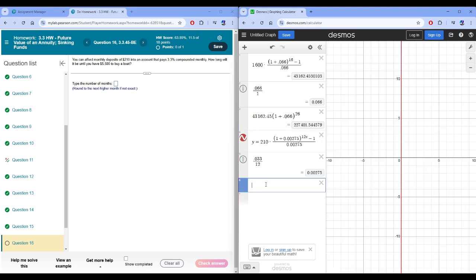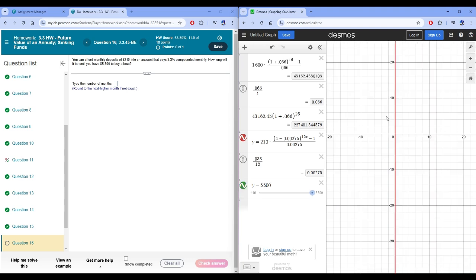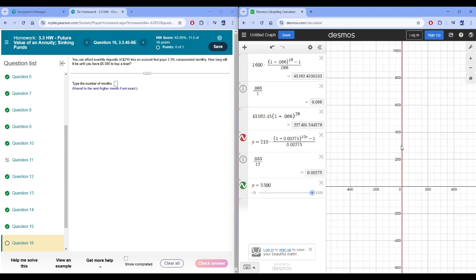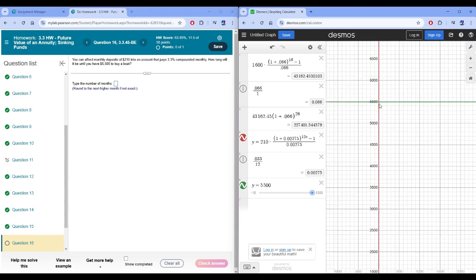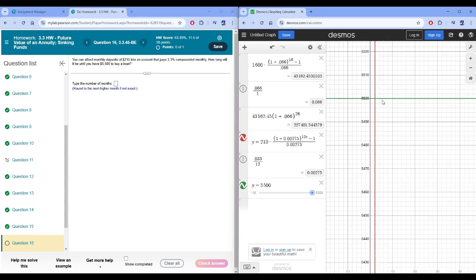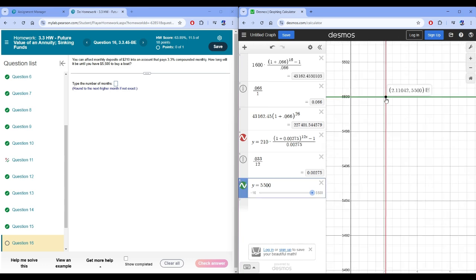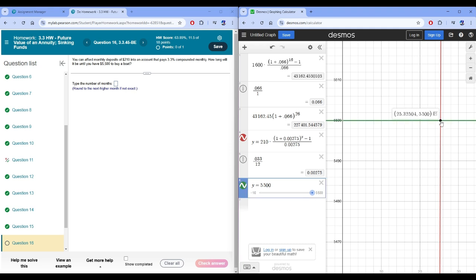I go back to the home screen, and I'm looking to see when y is equal to 5,500, right? Zoom out a little bit. And how many months is it going to be? Let's see. What was that, 2.1? That's years though, right? That's years. So if I get rid of the 12, it should be just a little bit bigger. It should be 25 months. So 26 months. Cool.